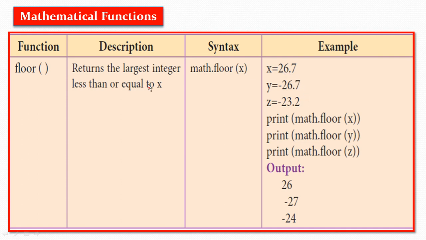The largest integer less than x, it must be less than x, that is 26. Here y is minus 26.7, so the integer less than y is minus 27. With z equal to minus 23.2, math.floor of z returns the value less than z, that is minus 24.